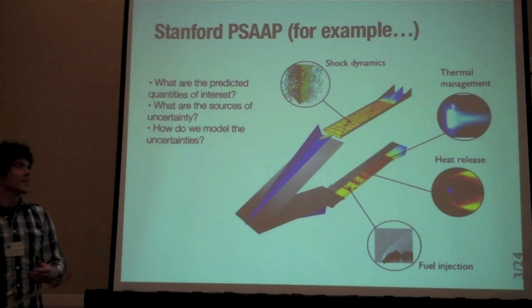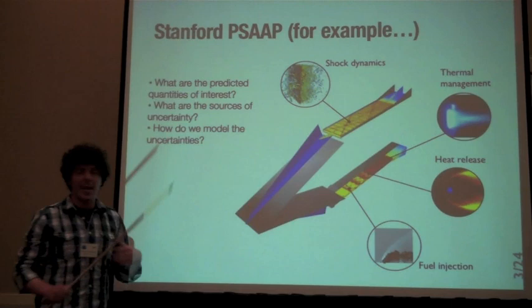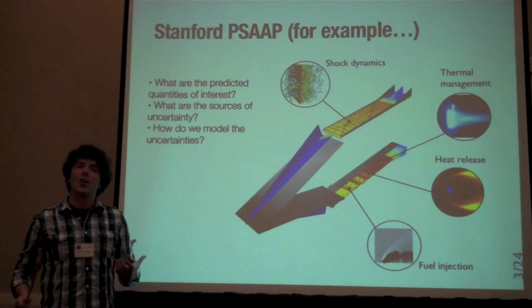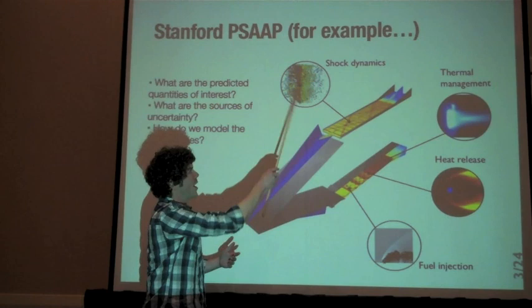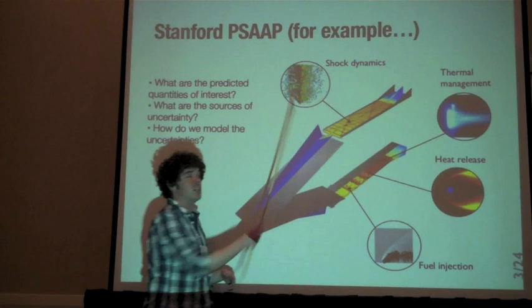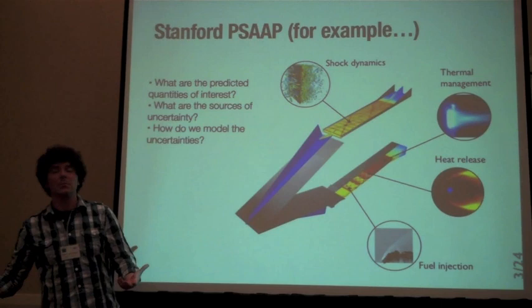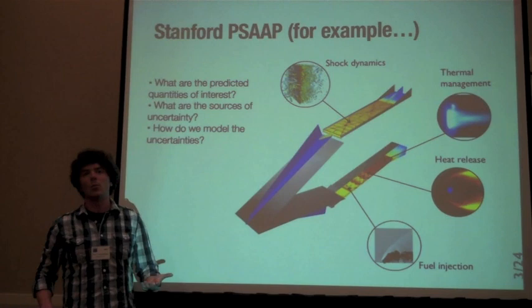And so the Stanford problem that is the focus of their center is the prediction of a phenomenon called unstart in a hypersonic vehicle. So this is a scramjet engine, the combustor of a scramjet engine, and there are all these shocks in there, and there's shock dynamics and thermal management, heat release, fuel injection, and each of these physical components has its own physical model, and then each of those physical models in turn has its own set of uncertainties, right? Some kind of parameters that are maybe not described fully, or that we model with random variables.